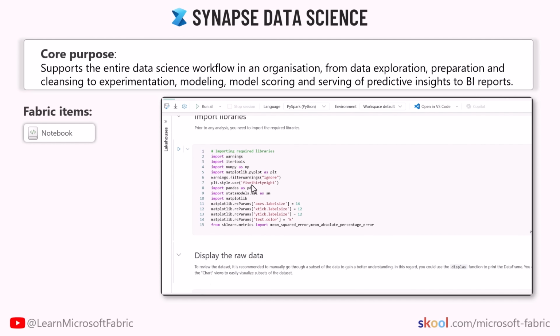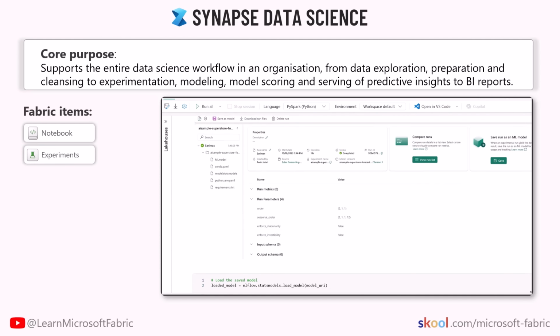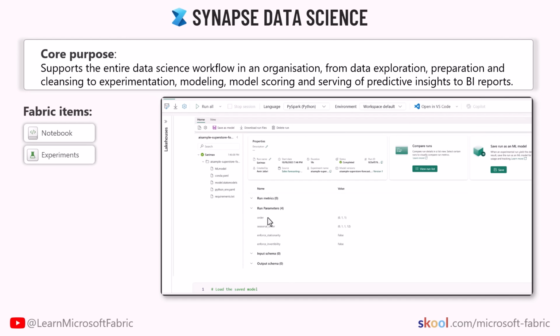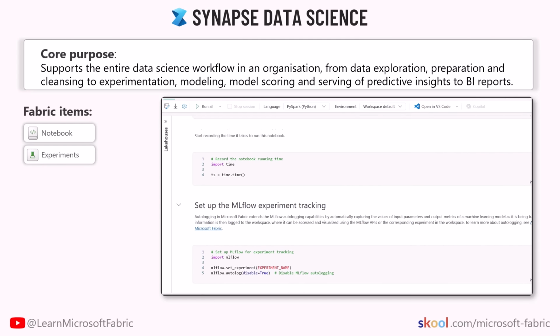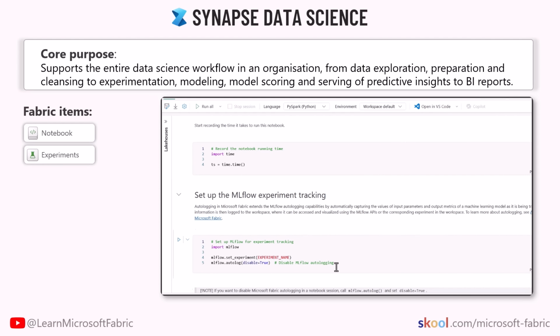Another tool in this experience are experiments. When a data scientist is training a machine learning model, typically they will run a lot of experiments to optimize the model. The experiments item in Fabric provides functionality to track each of these different iterations and logs things like the parameters being used, the code versioning, and evaluation metrics for that particular model run. Experiments use MLflow, which is basically the industry standard for this kind of logging of machine learning model training and experimentation.